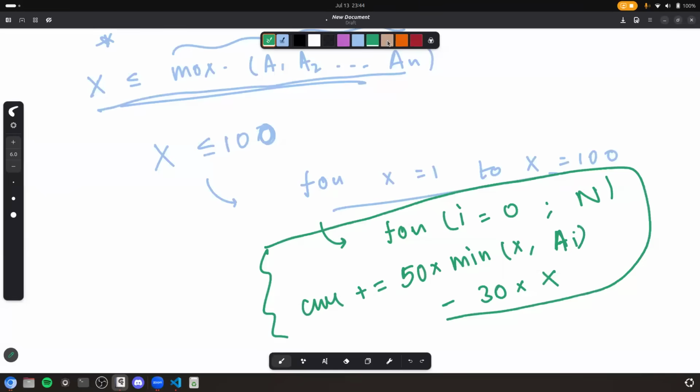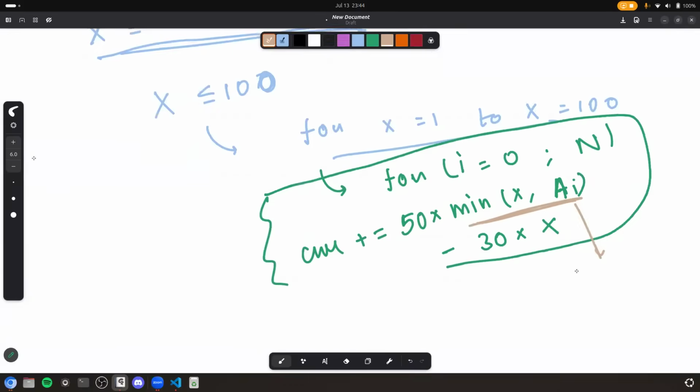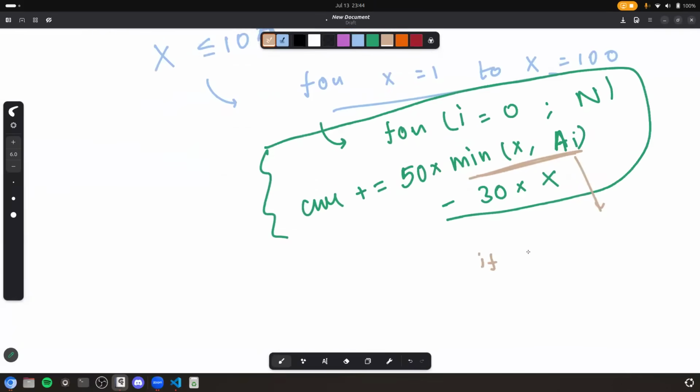I'll explain what this line means. Basically, this is working because if, let's say, X was less than AI, then what will happen? X customers will get cake, and after that, no one will get cake because our cakes are over. So in this case, we sell X cakes, and if X is greater than AI, in this case, we sell AI cakes. So basically, whichever was lower, we sell that.